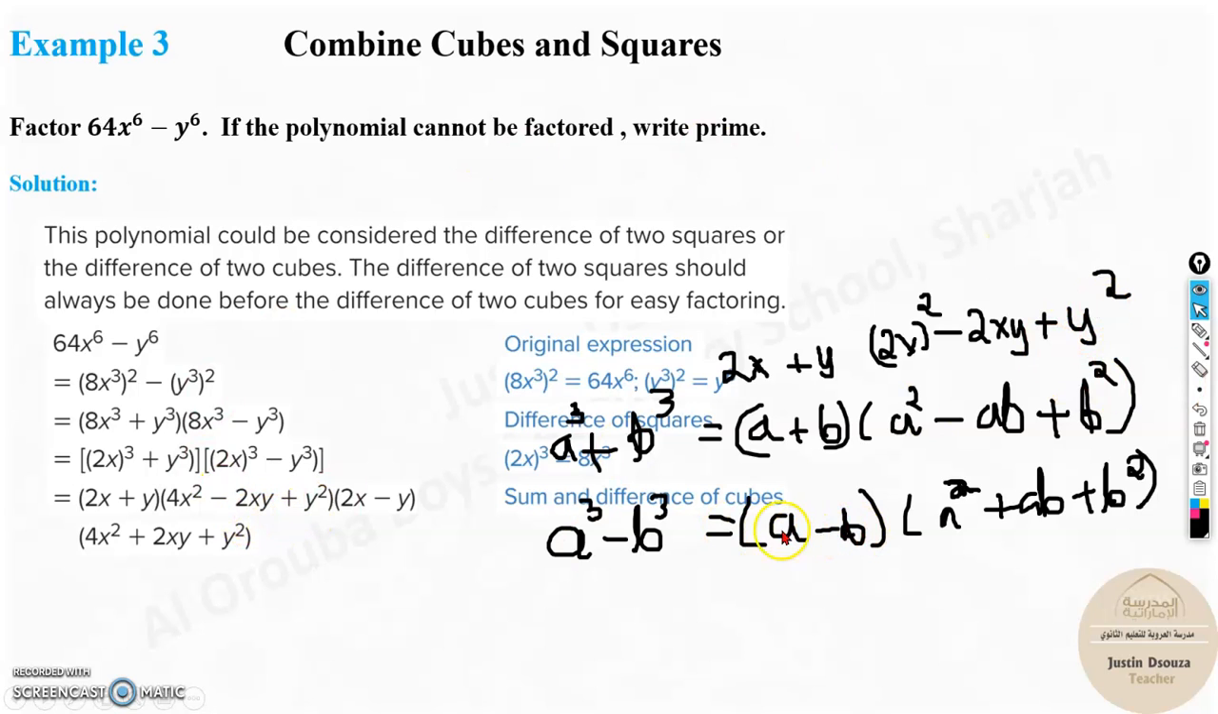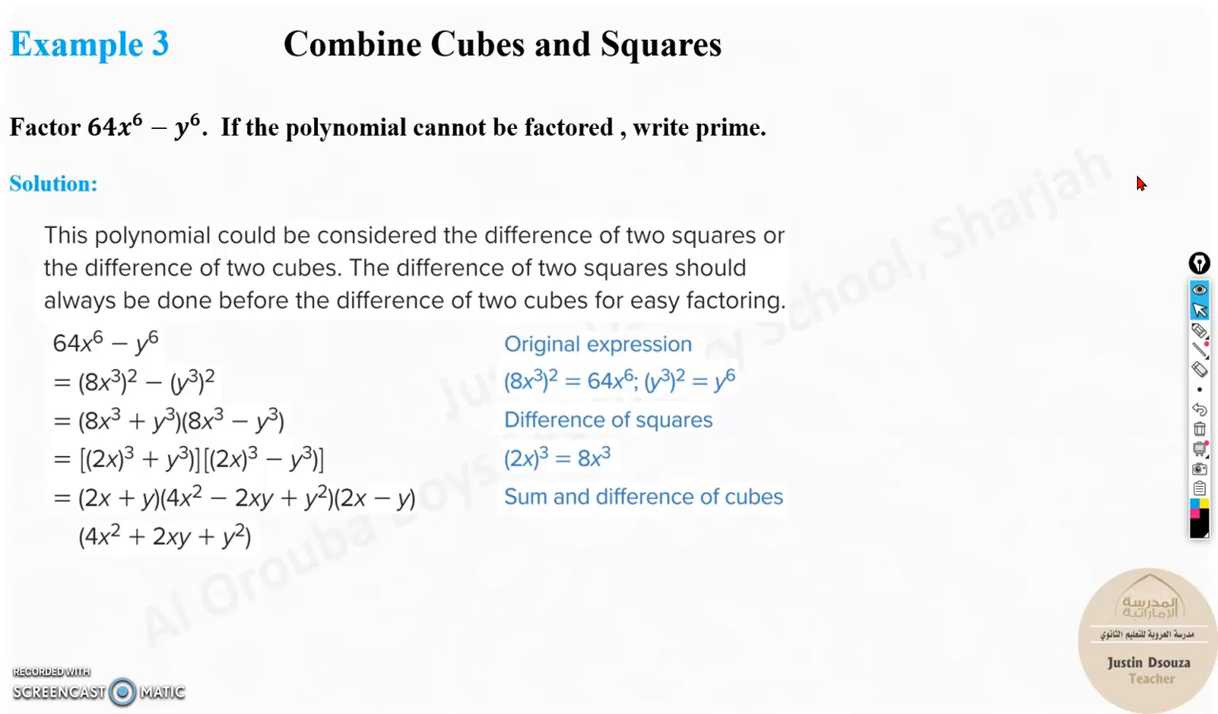Same thing with the next term. It will be 2x minus y. Again it will be 4x squared plus 2xy plus y squared. That is the end of this problem. Now this is a little bit complicated, but the terms are simple to solve. If you look at it, you'll understand.